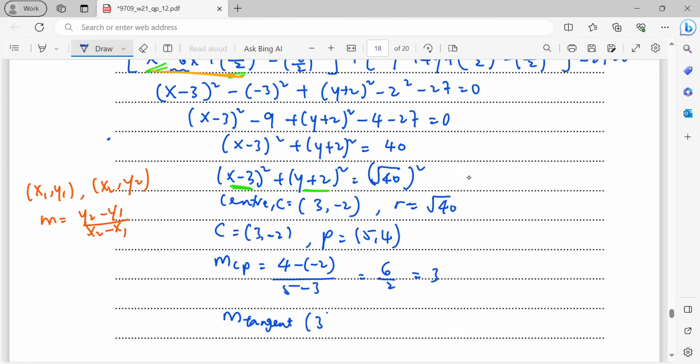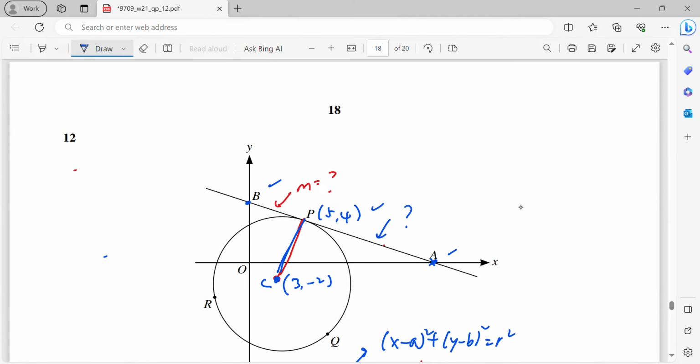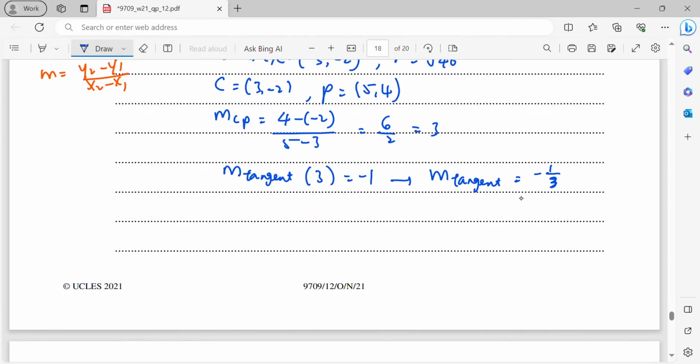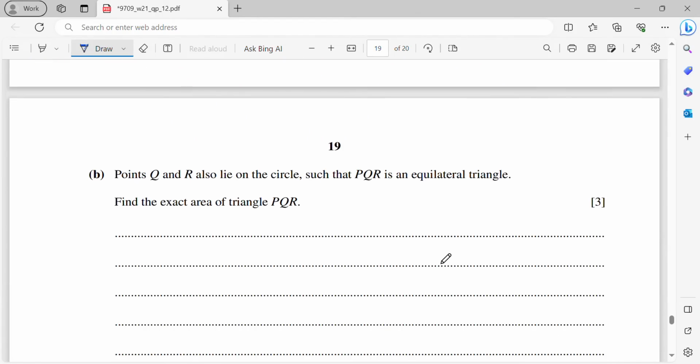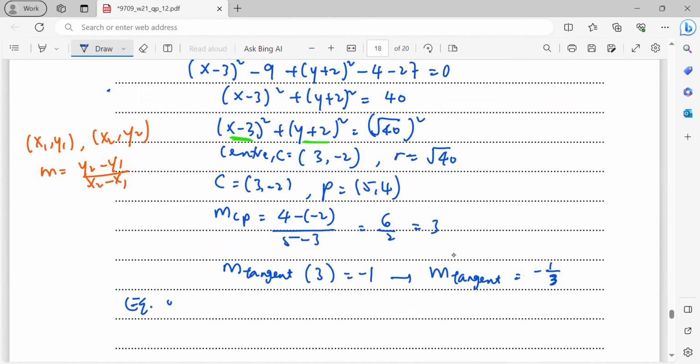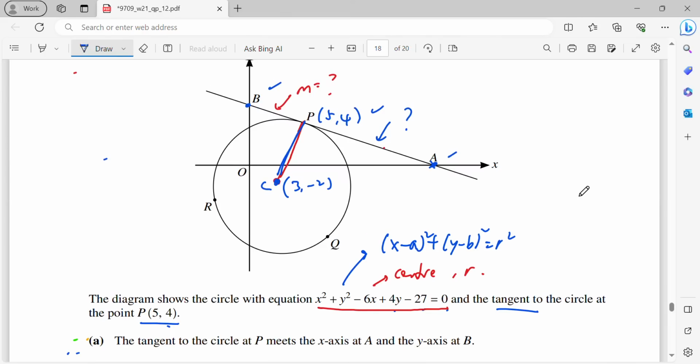M tangent times 3 is minus 1, therefore m tangent equals negative 1 over 3. So once I get this negative 1 over 3 for the gradient of the tangent, then I can form this line. The equation of the tangent at P (5, 4) will be y minus 4 equals negative 1 over 3 times (x minus 5). From here, no need to simplify because we need to find a and b.